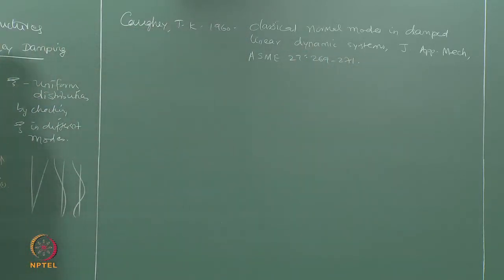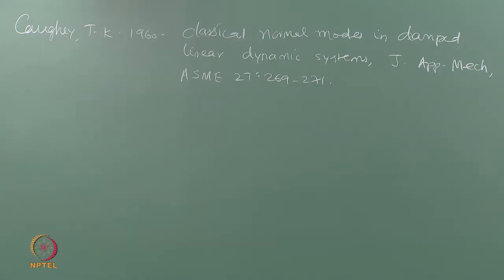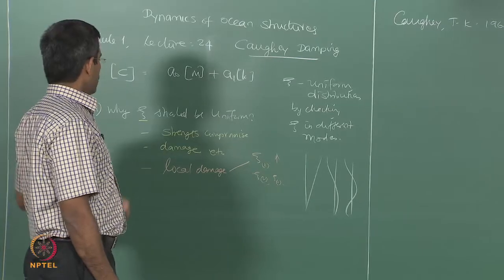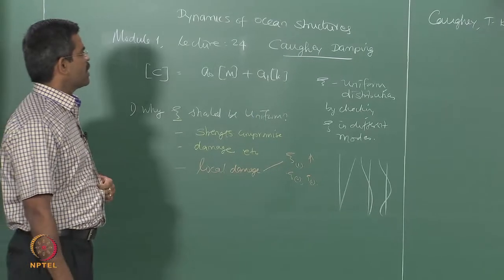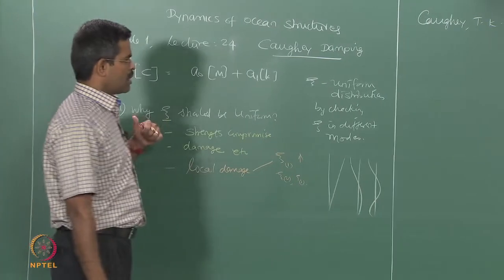So, he has developed a model in 1960 which is an extended study of Rayleigh. So, today in this lecture we will talk about how an improvement was made on Rayleigh's damping and how the damping ratio can be ensured using a Caughey's model.